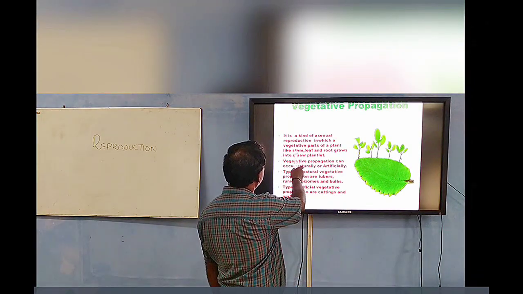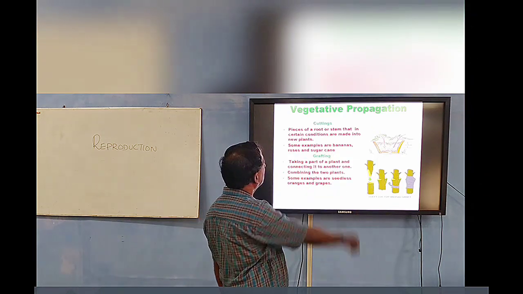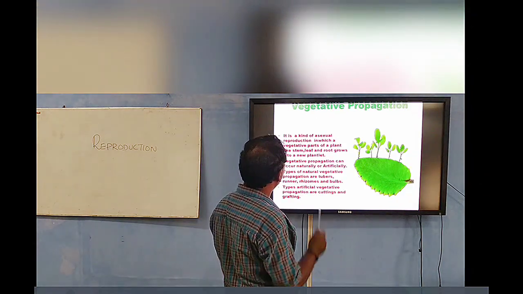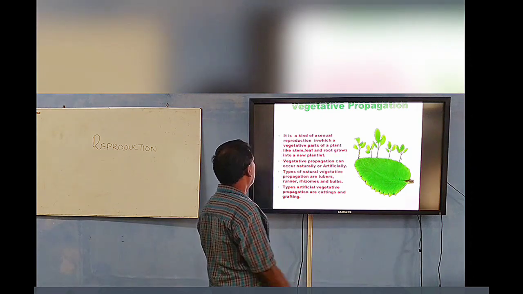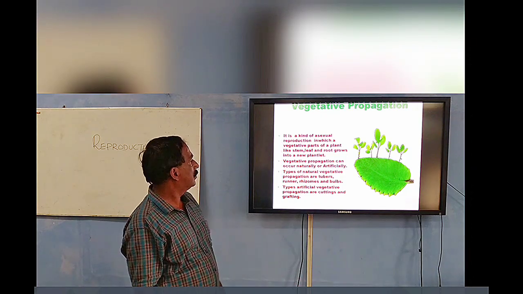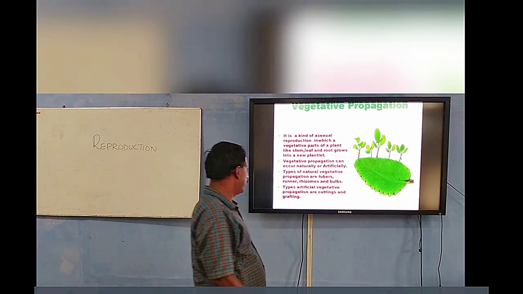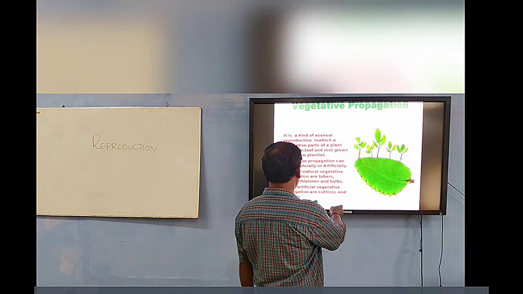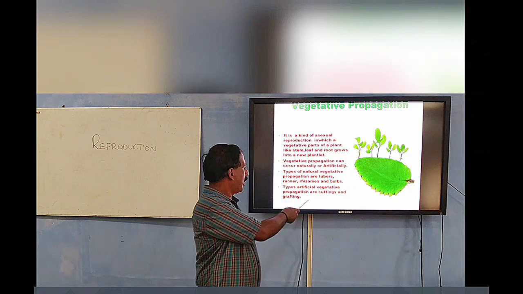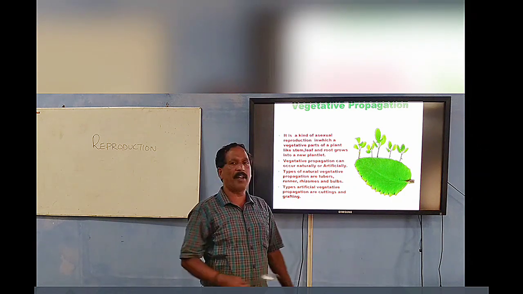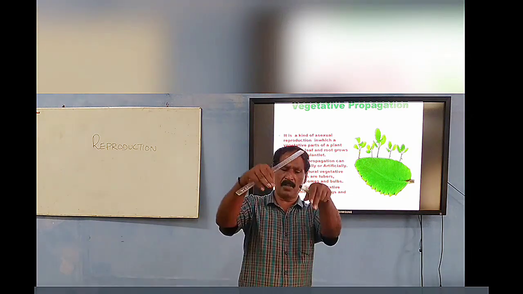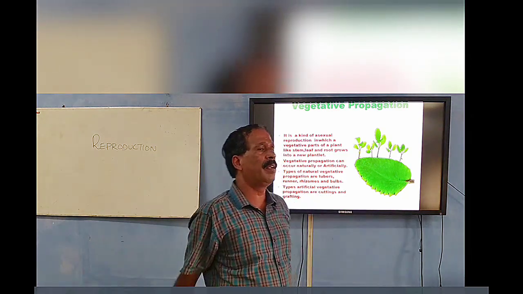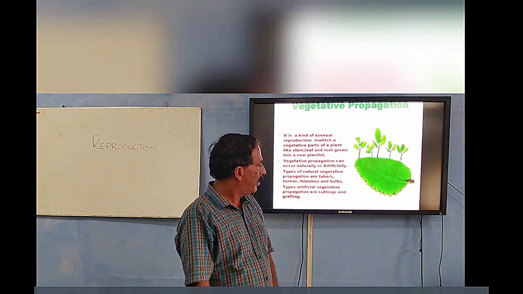Vegetative parts like stem and leaf grow. The vegetative propagation can also be done by cutting. That is artificial vegetative propagation by cutting and grafting. Cutting means, for example, a small piece of banana stem is cut and put in the soil, and it will grow when it gets moisture.